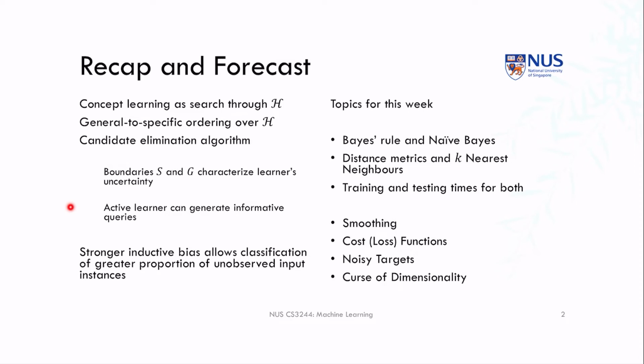We also saw that we can actually use an active learner to query that space. When we have many different hypotheses in our hypothesis space, right, our version space, we can pick one of them to query, or an instance to query, and try to eliminate some of the possible hypotheses in the version space to narrow down our search.